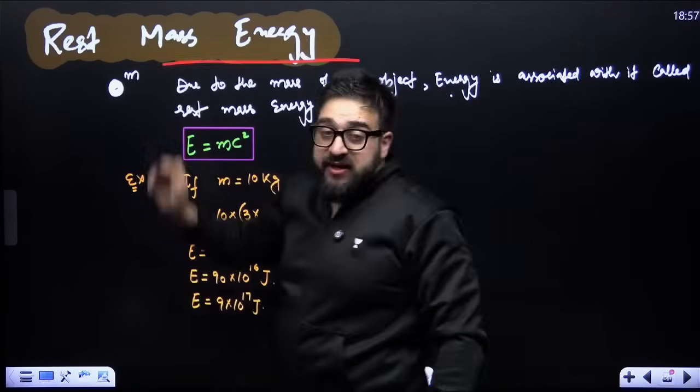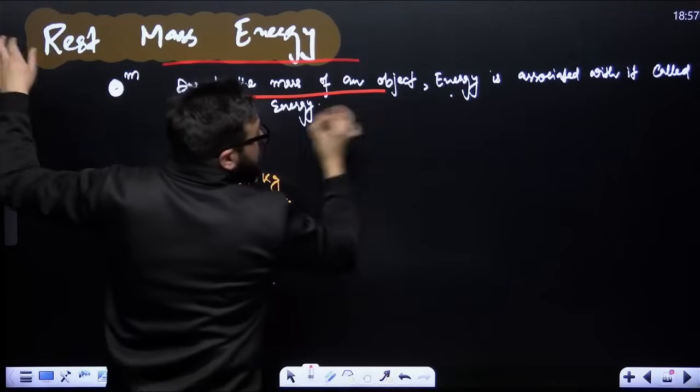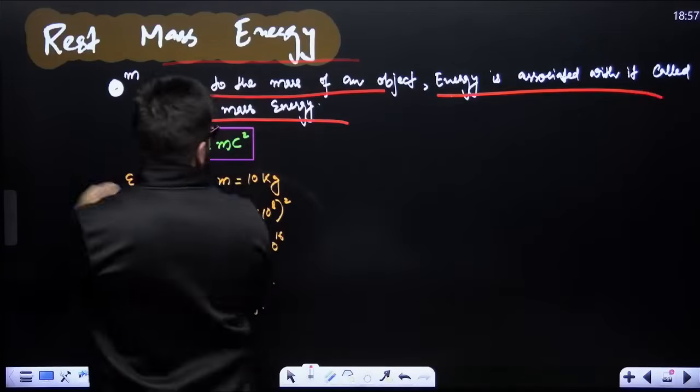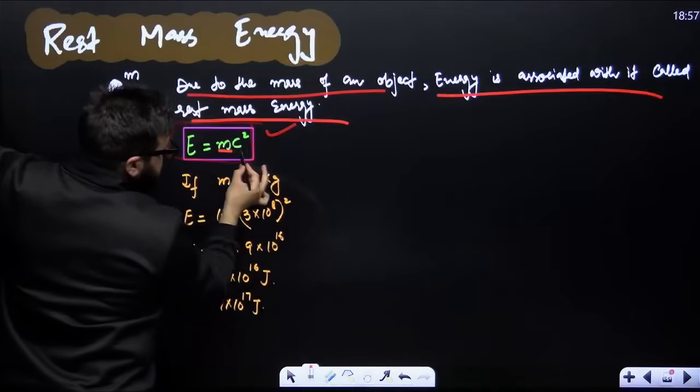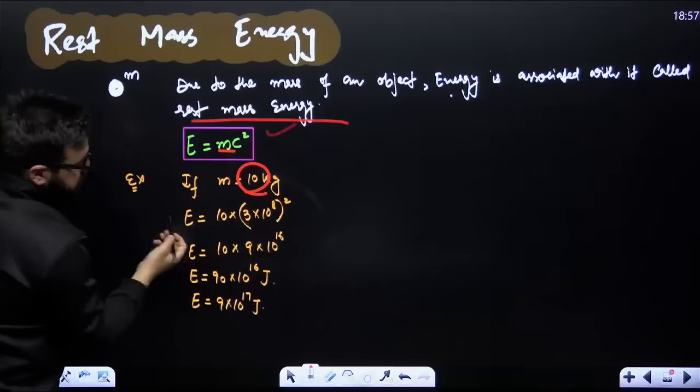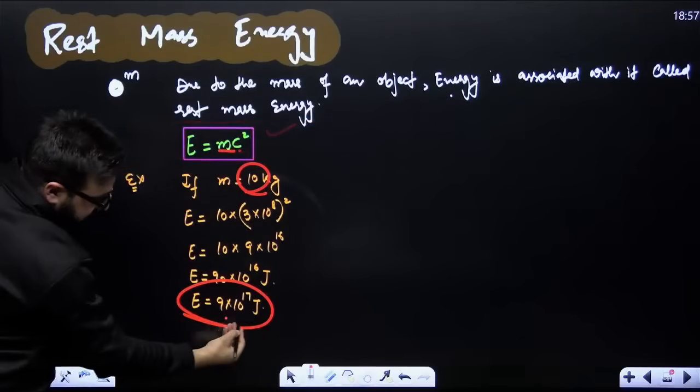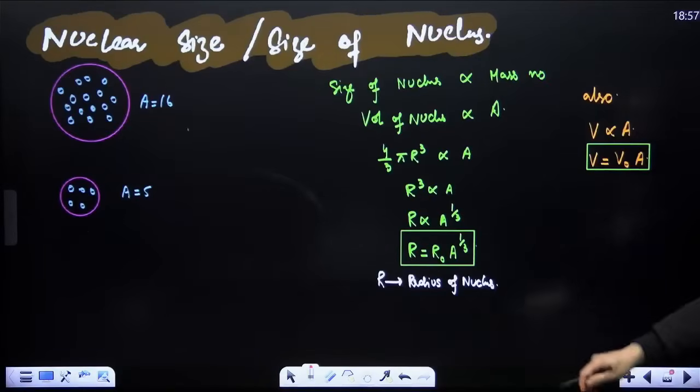Okay, rest mass energy. Due to the mass of an object, energy is associated with it. That is what we call rest mass energy. And for rest mass energy, we say E is equal to mc square. Let's suppose the mass is 10 kg and c is the speed of light, so the energy is 9 into 10 raised to power 17 joules. This is what we call the rest mass energy.